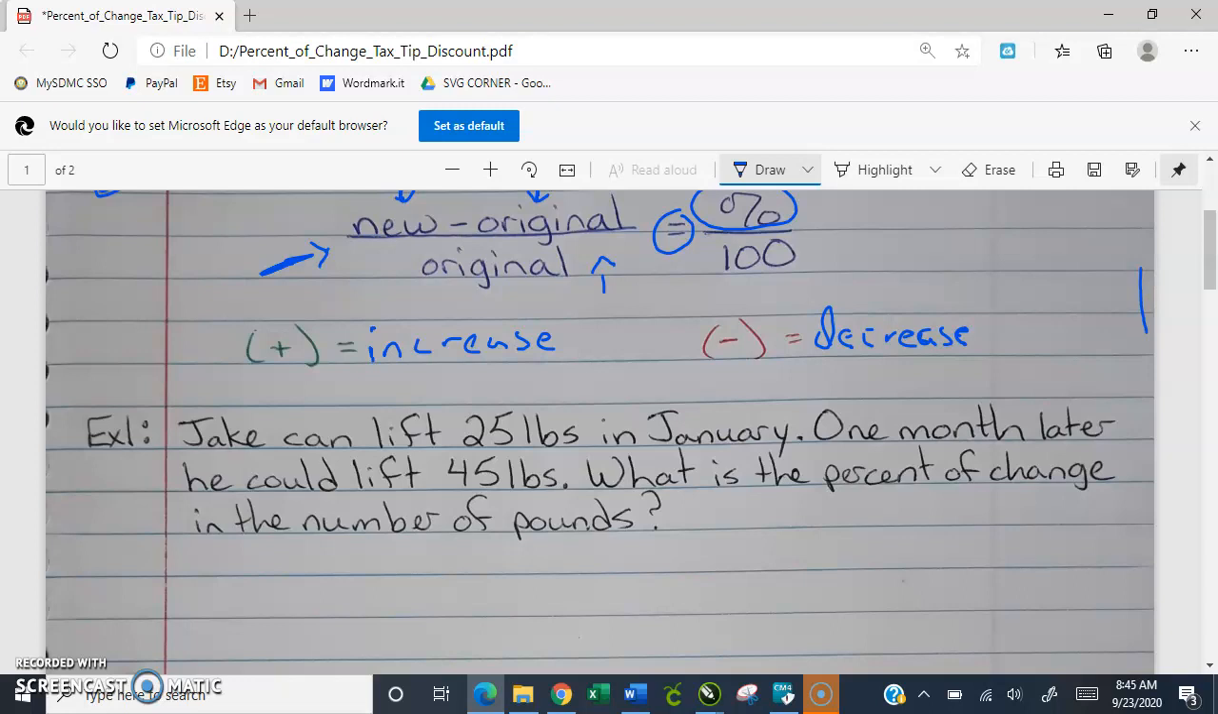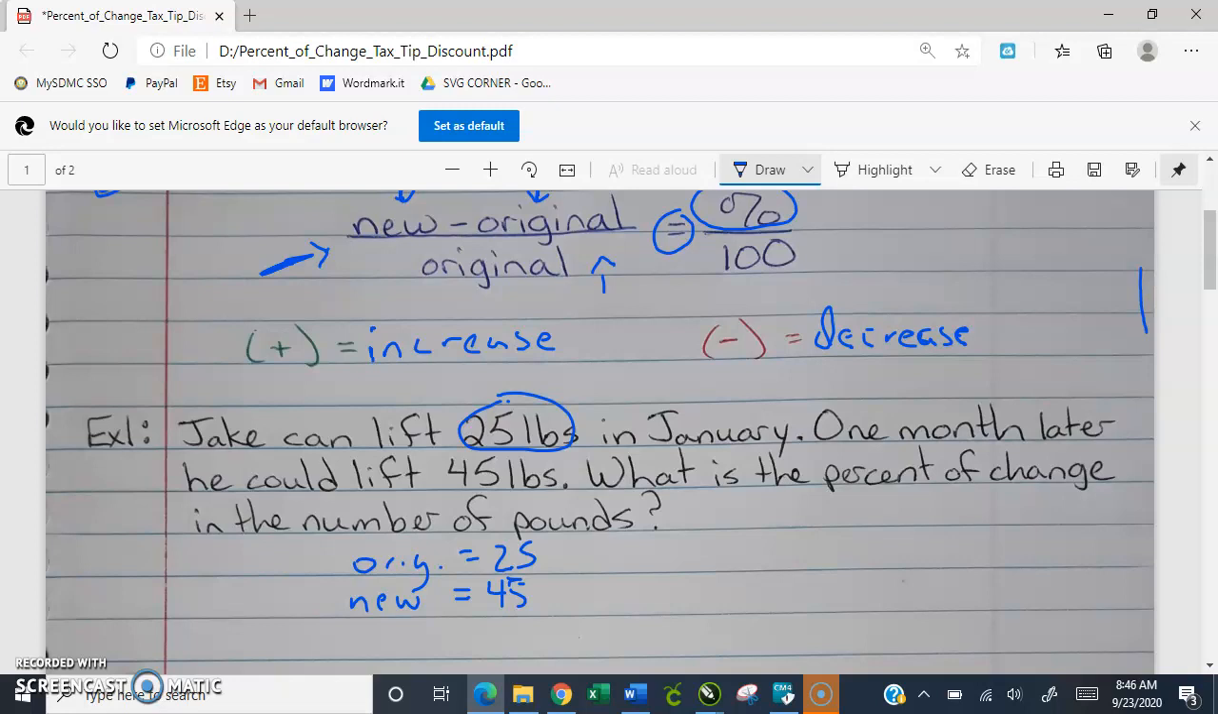So our original is 25 pounds. That's what he started. Now, one month later, February, his new is 45 pounds. Now we can look at that and say, well, he jumped a 20-pound increase. So what we want to know is what our percentage is. What percent did he increase?